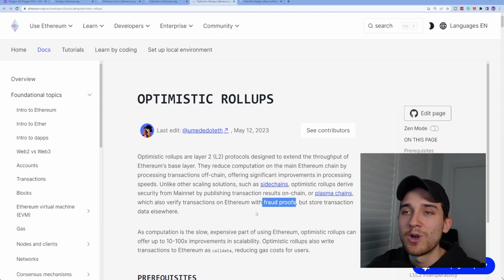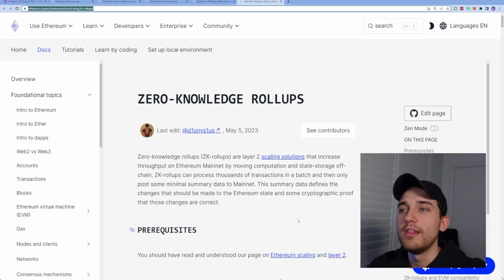So that, in one or two sentences, and this is very much simplified and I'm not the best person to explain these things, but that's my understanding of optimistic rollups. Side by side with the optimistic rollups are zero knowledge rollups, or ZK rollups. One of Polygon's latest releases is the Polygon zkEVM rollup.